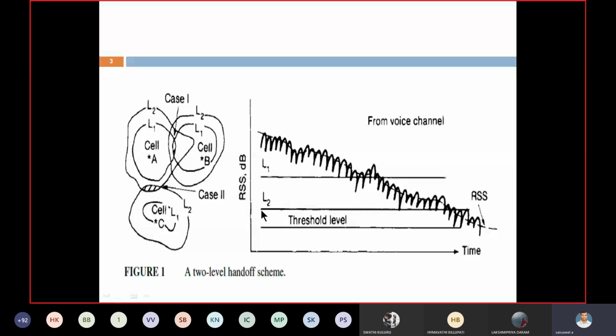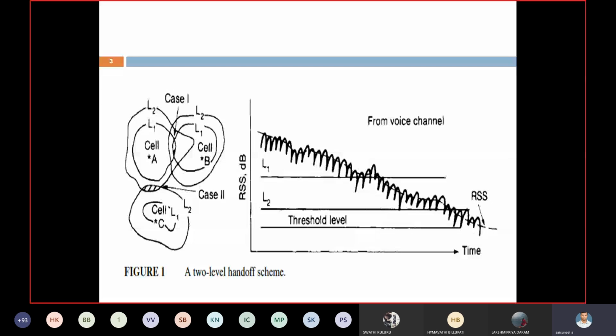The main advantage here is that we get an opportunity for more customers. Suppose the handoff were initiated at L1 only; then other customers could lose their channel. That's why it gives more opportunity for customers. This is the first type.